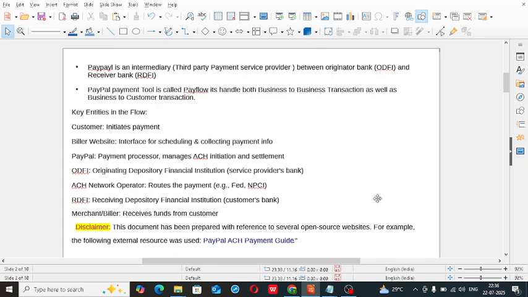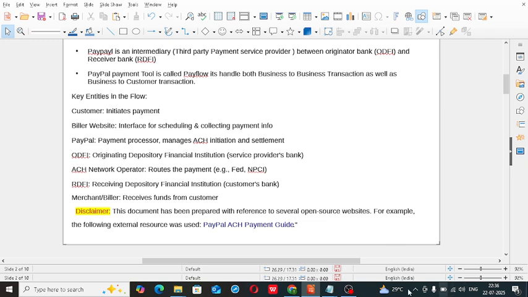PayPal is an intermediary third-party payment service provider between the originator bank and the receiver bank. PayPal's payment tool is called PayFlow. It handles business-to-business transactions as well as business-to-customer transactions. And what are the entities involved in this particular flow?